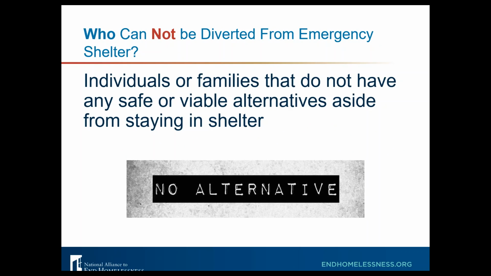So who does emergency shelter think is not a good candidate for diversion? If you have tried to have the diversion conversation and you find that individuals or families do not have any safe or viable alternatives aside from staying in shelter, then you have to consider enrolling them into shelter, and hopefully you have space. Again, safety is critical. You don't want to send someone back to a dangerous situation, so you want to try diversion first as a conversation or many conversations to figure out what the situation looks like for someone. But if there's no alternative, that's when you decide to enroll someone into shelter.